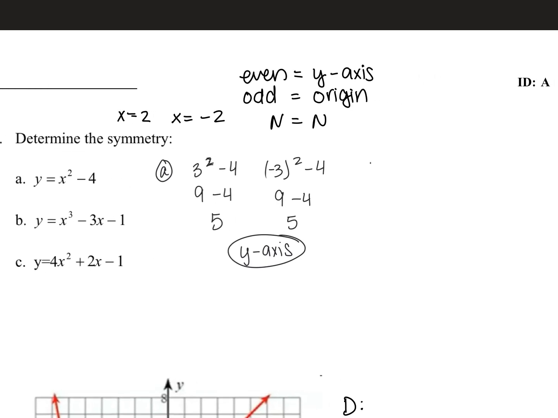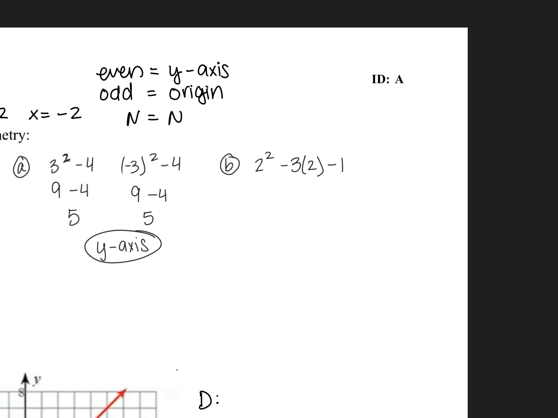Okay, same thing with b. I'm using 2 minus 3 times 2 minus 1. And then I'm going to go ahead and use negative 2 minus 3 times negative 2 minus 1. So 4 minus 6 minus 1. Again, 4 plus 6 minus 1.